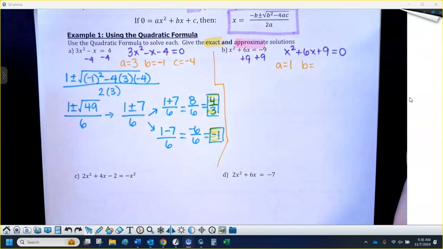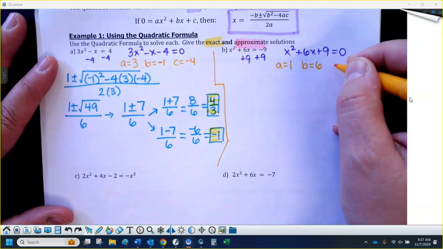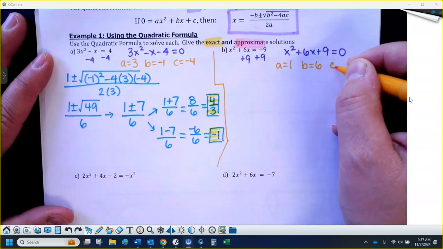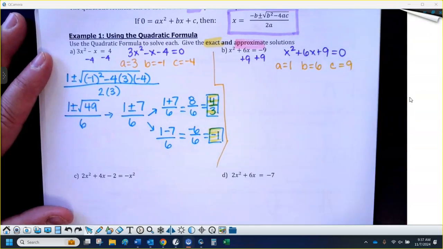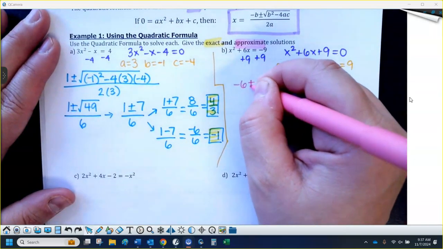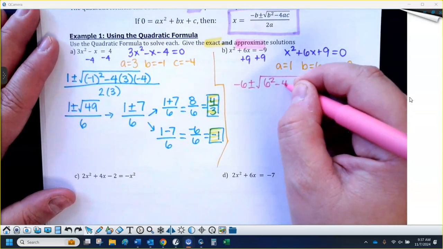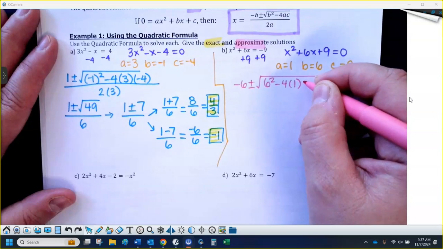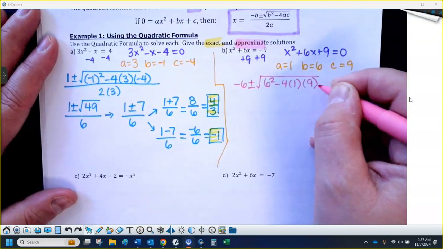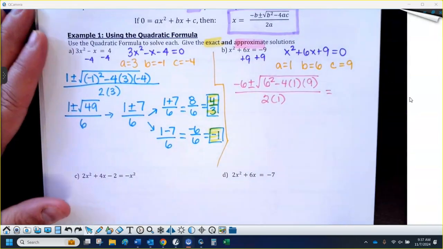And it is possible, I don't have any on this page, but it is possible for one of the values to be 0. The B value or the C value could be 0, and you could still use this. The A value can't be 0 because if it was, then you wouldn't have a quadratic equation. All right, now this guy, opposite of B, is going to be -6 plus or minus. B squared would be 6 squared. 4 times your A value, which is just 1 here, times your C value, which is 9. Everybody over 2A, which should be 2 times 1.